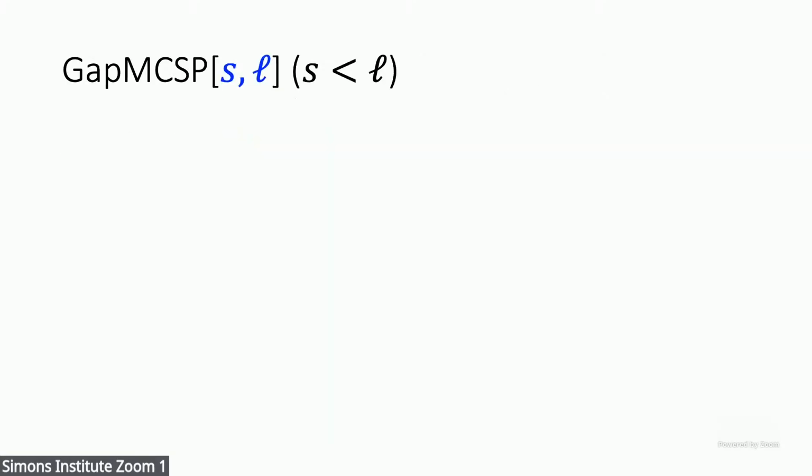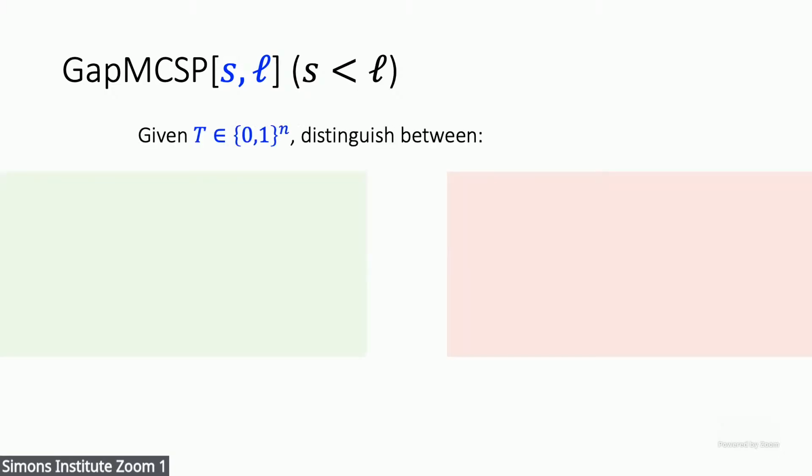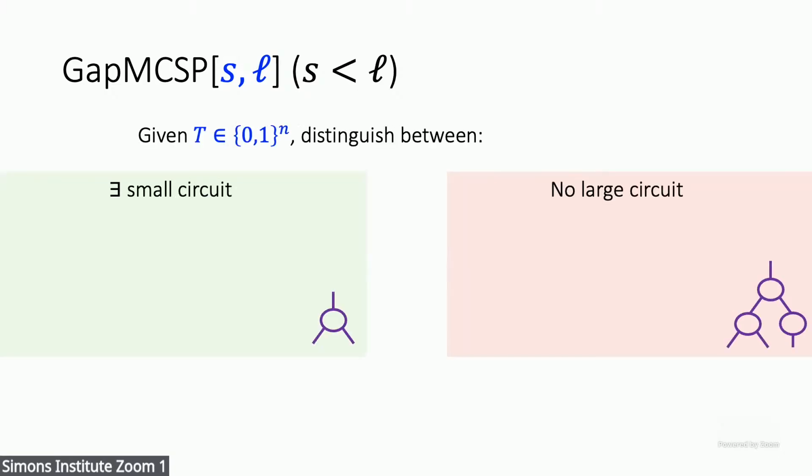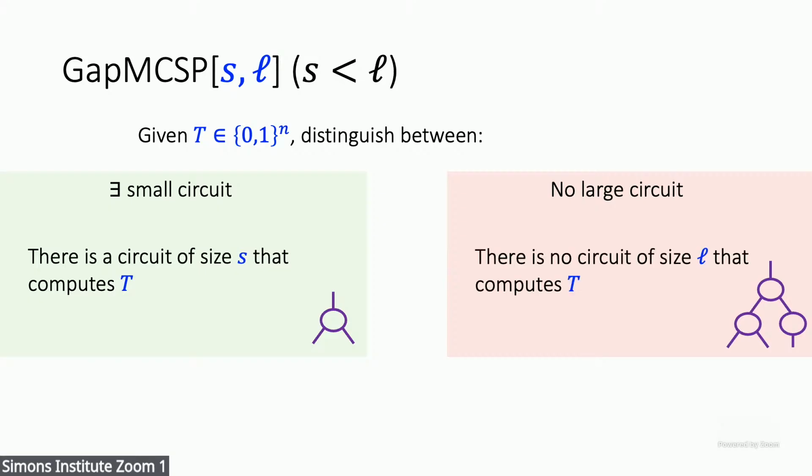And in gap MCSP, we have two parameters, two integers, S and L, where S is smaller than L. The goal, given a truth table, is to distinguish between the case in which we can compute this function using a small circuit and the case in which we cannot compute this function even by a larger circuit. So we need to distinguish between the case in which there is a circuit of size S that computes this function and the case in which there is no circuit of size L that computes this function.